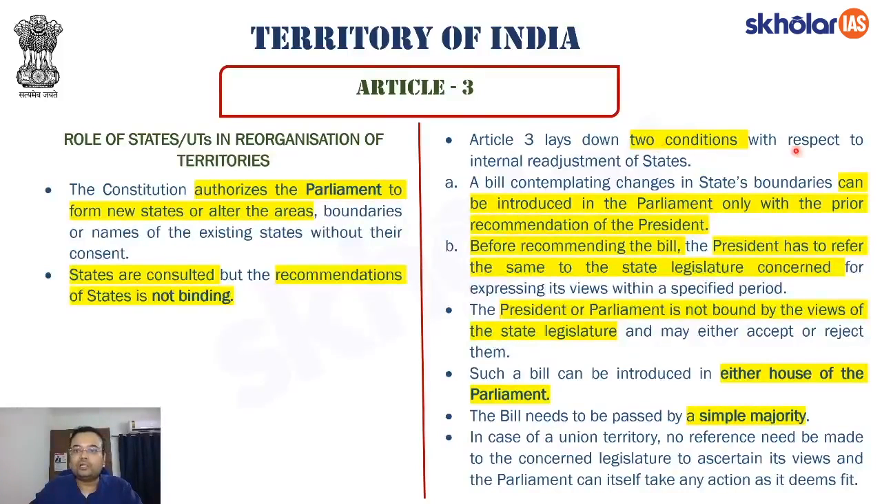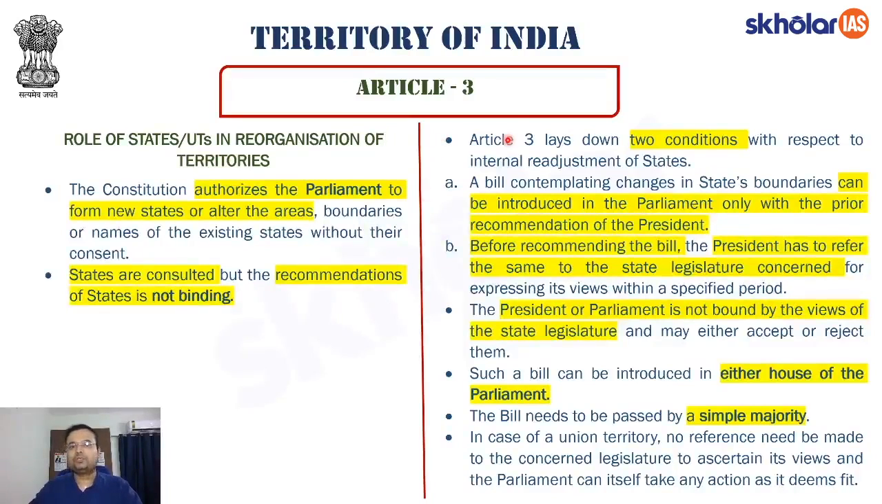Article 3 lays down two conditions with respect to internal readjustment of states. What exactly are the two conditions? First, a bill contemplating changes in India and states boundaries can be introduced in Parliament only with the prior recommendation of the President. And second, before recommending the bill, the President has to refer the same to the state legislature concerned for expressing its views within a specified period.